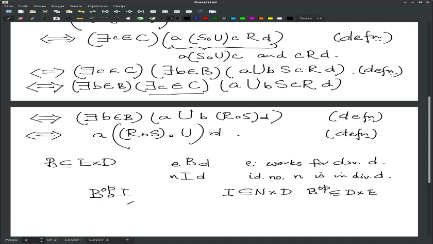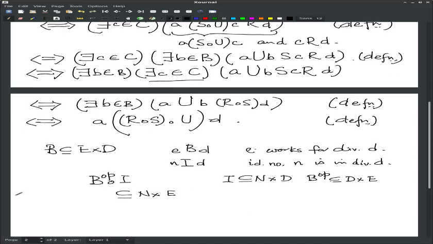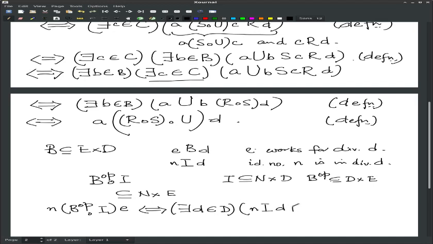So B op composed I is a relation from identity numbers to employees. So when shall I have something like this? This means that there exists a D in D, this is just the definition, such that N I D and D B op E. See, E B D means this is the same thing as saying D B op E, right?